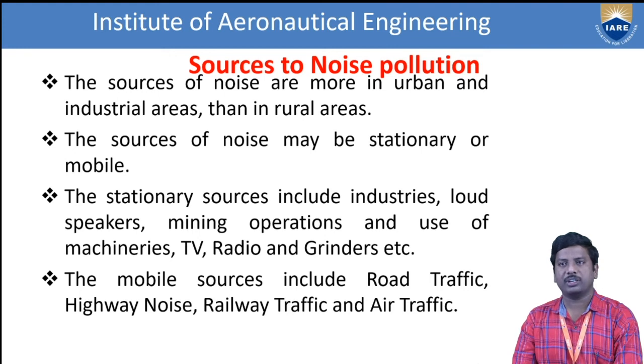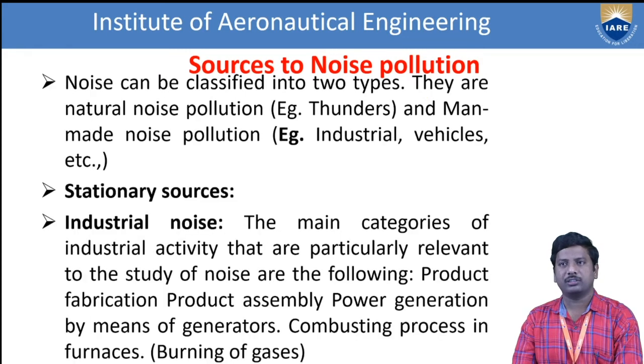The sources of noise may be stationary or mobile. The stationary sources include industries, loudspeakers, mining operations, and the use of machinery, TV, radio, and grinders, etc. The mobile sources include road traffic, highway noise, railway traffic, and air traffic. Noise can be classified into two types: natural noise pollution, for example thunder, and man-made noise pollution, for example industrial noise and vehicles, etc.